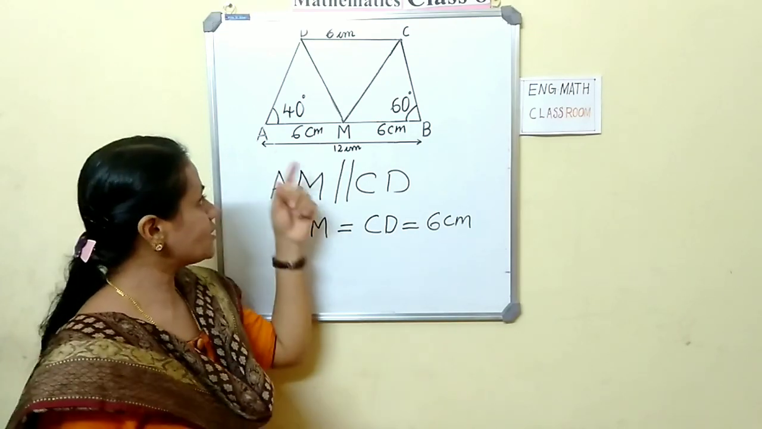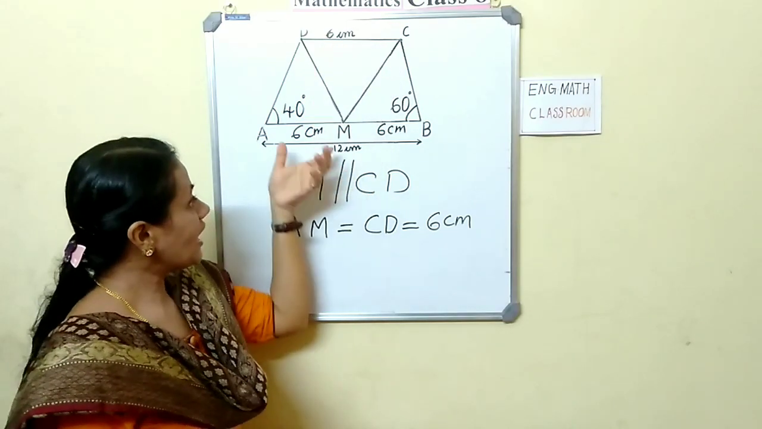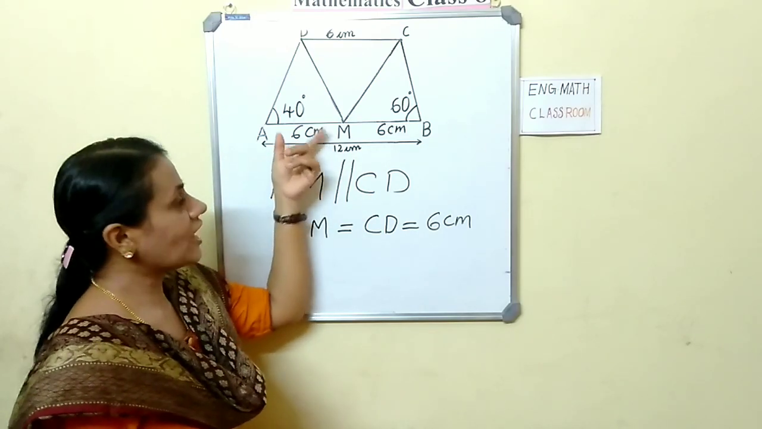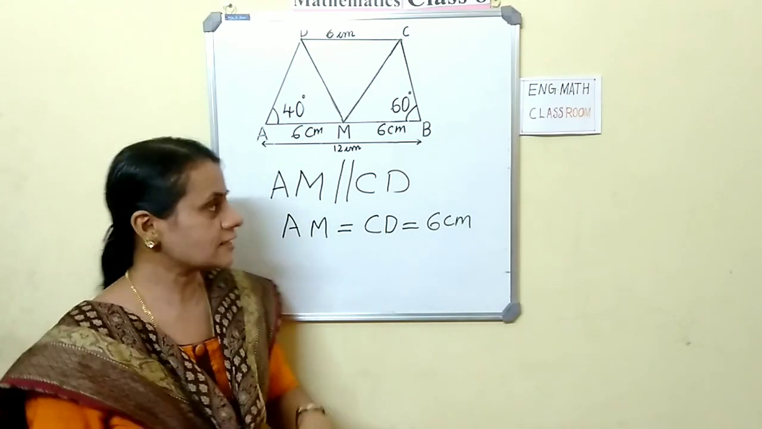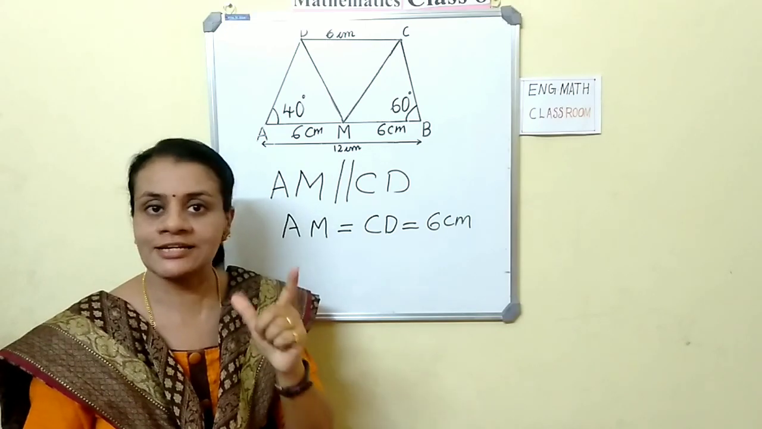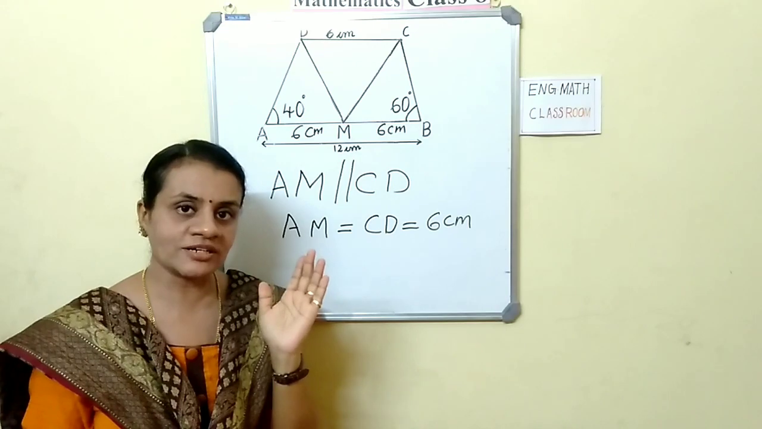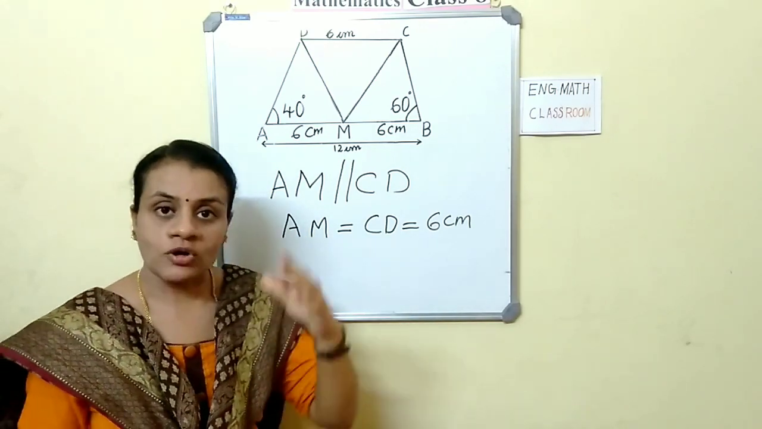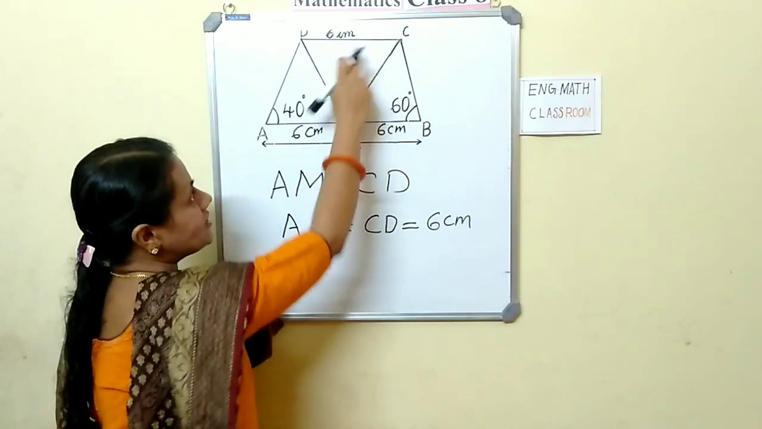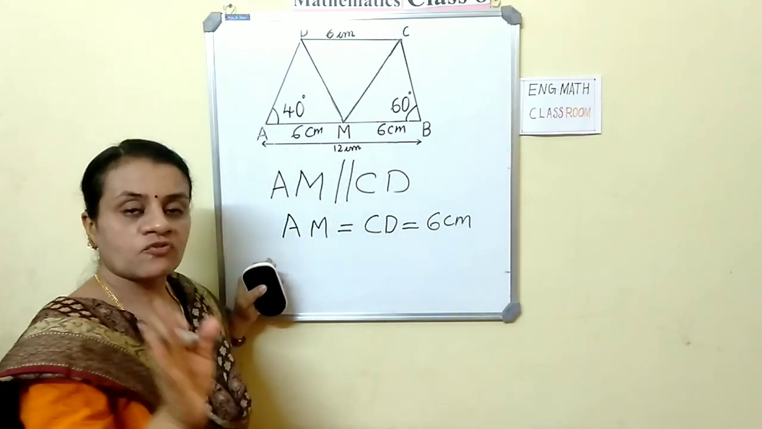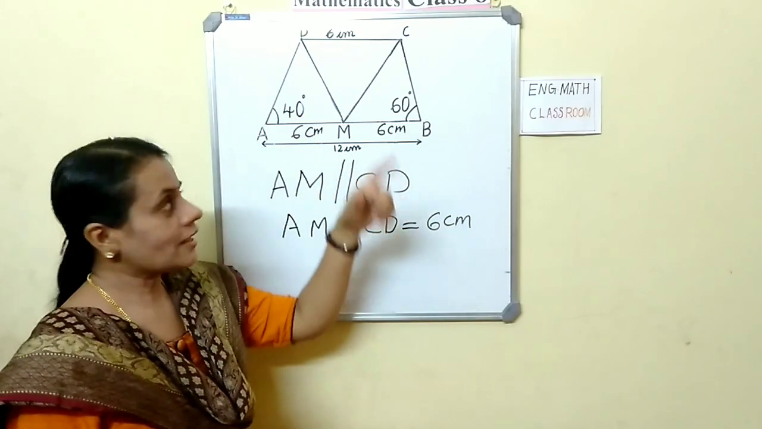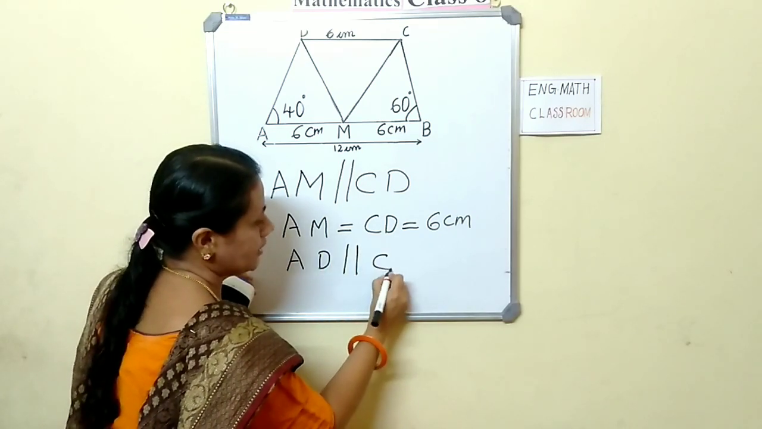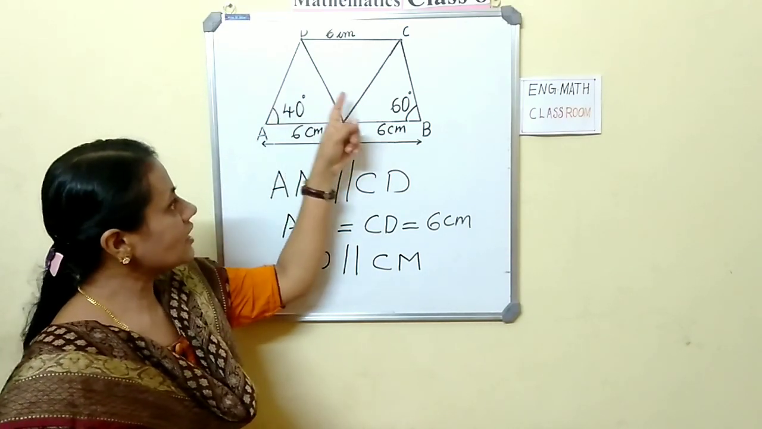Okay. Now, look at this quadrilateral AMCD. Here, AM and CD are opposite sides and also they are equal. And one more thing, they are parallel. If one pair of opposite sides are equal and parallel, what type of quadrilateral it is? It is a parallelogram. We have already studied in our last class. In a quadrilateral, opposite pairs are equal and parallel. That quadrilateral will be a parallelogram. So, AM and CD are parallel, meaning another pair of opposite sides are also parallel. So, which is another pair? AD and CM. So, we can write AD is parallel to CM. AD and CM are parallel.